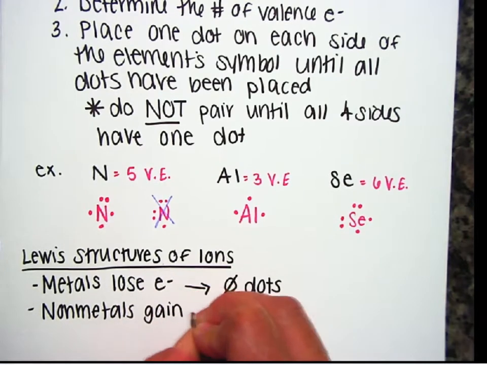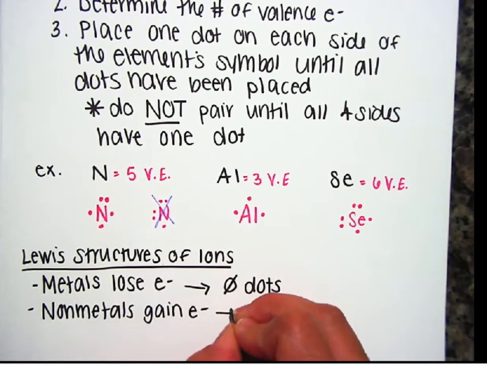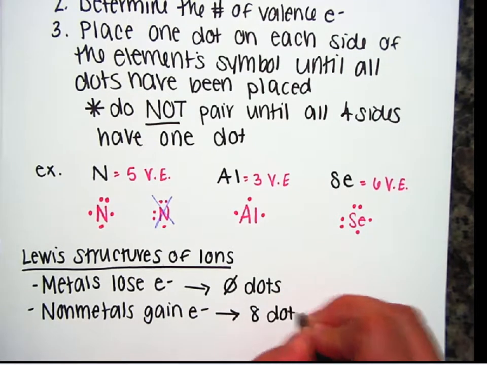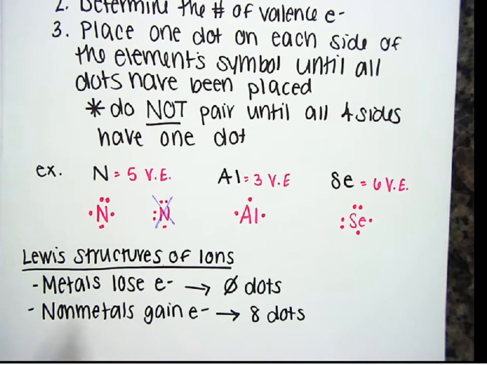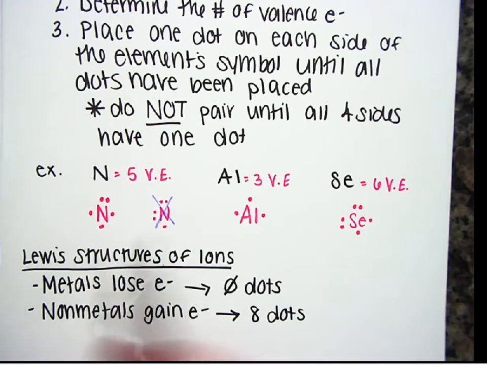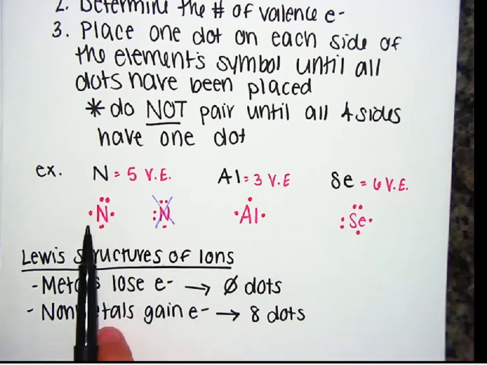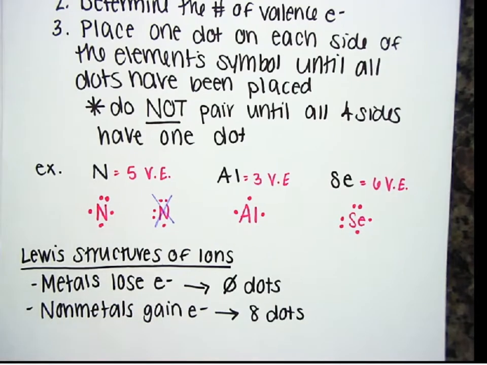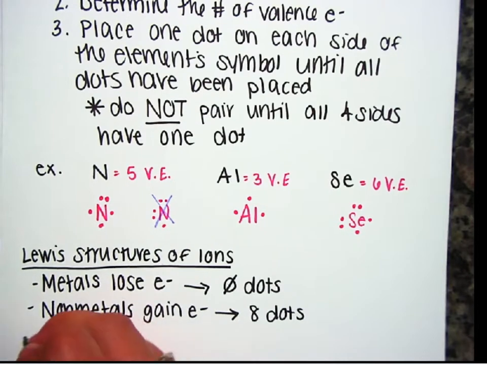Nonmetals tend to gain electrons. And again, we want to follow the octet rule. Nonmetals should have 8 dots. Nitrogen as an atom only has 5 valence electrons. When nitrogen ionizes, it's going to gain 3 electrons because, again, it wants 8 valence electrons and wants to follow the octet rule. So it's going to gain 1, 2, 3 electrons, giving it a total of 8 dots.